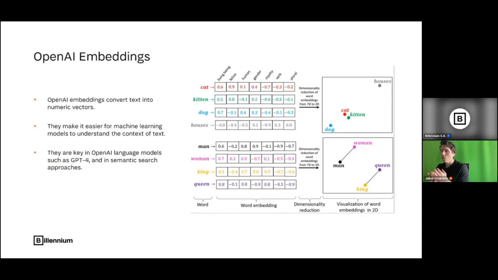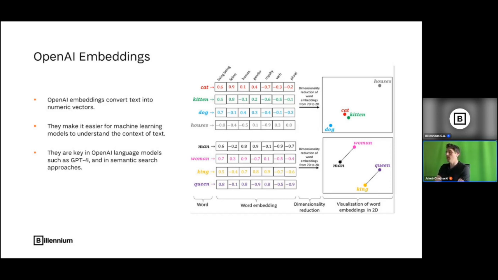And what are those embeddings? Because I have said that this is the most crucial part of the system. Basically, the OpenAI embeddings are the models that convert text into numeric vectors. As we can see, if we were given words such as cat, kitten, dog, and houses, and we were to create embeddings, those numbers for each of them, then later we would be able to create a diagram that we could put our vectors in.